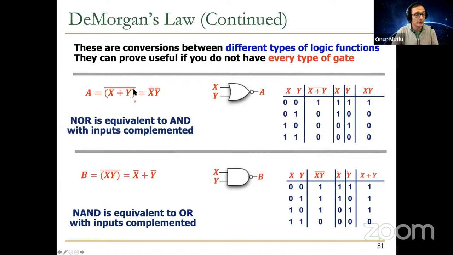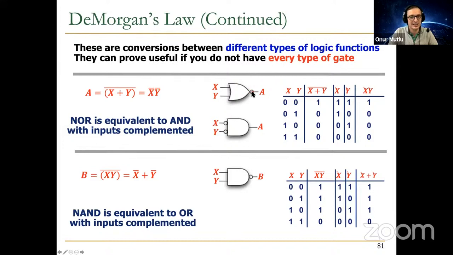For example, NOR is equivalent to AND with inputs complemented. So this is NOR. I don't show it over here, but this is NOR, sorry. This is NOR over here, and this is the truth table. And it's equivalent to AND with inputs complemented. We also call this bubble pushing. Another way of getting this gate from this gate is by pushing bubbles.